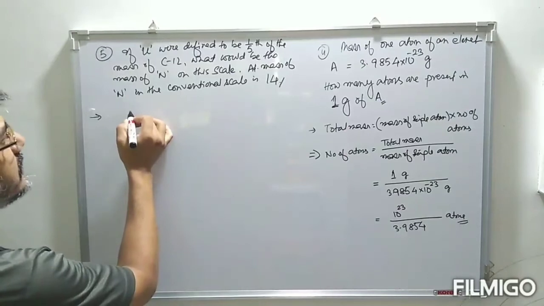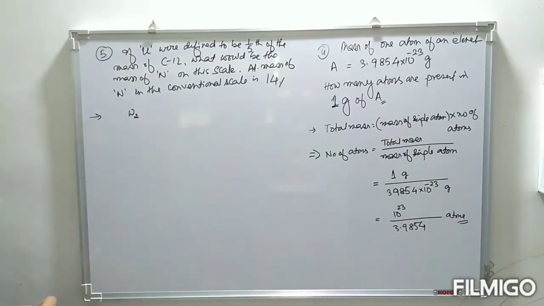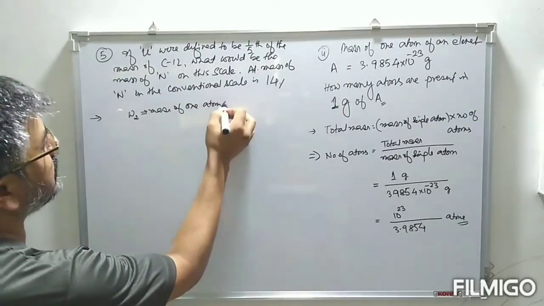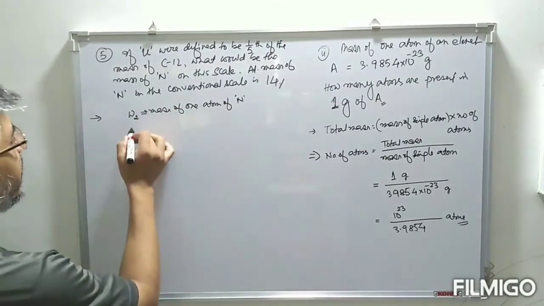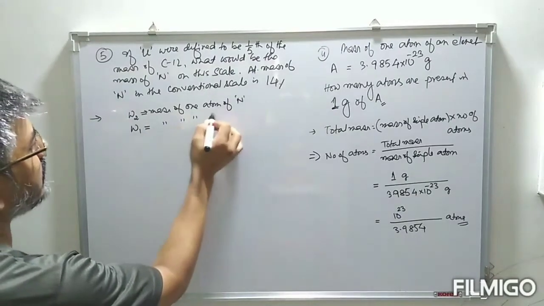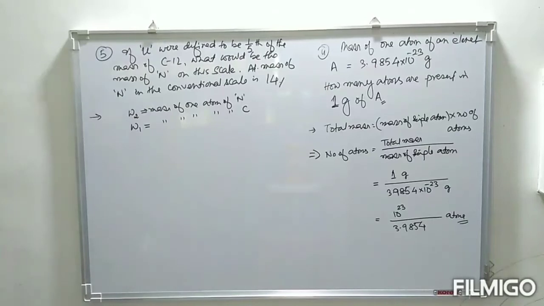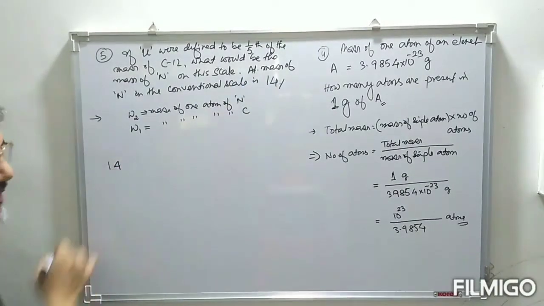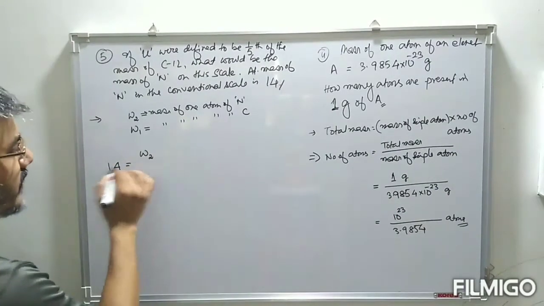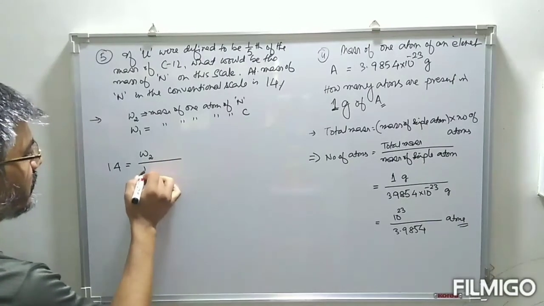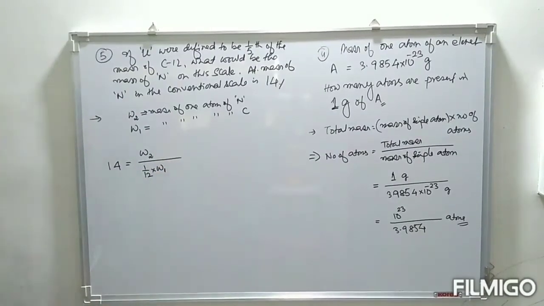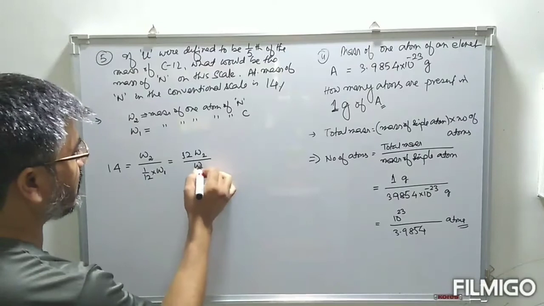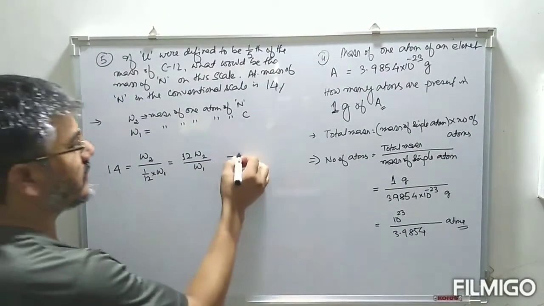Let's suppose, look at this, W2 be the mass of one atom of nitrogen, and W1 be the mass of one atom of carbon 12. So according to this conventional scale, 14 is equal to mass of one atom of nitrogen divided by 1/12 times mass of one atom of carbon. So this is equal to 12 times W2 divided by W1. That is the conventional scale. That is equation 1.